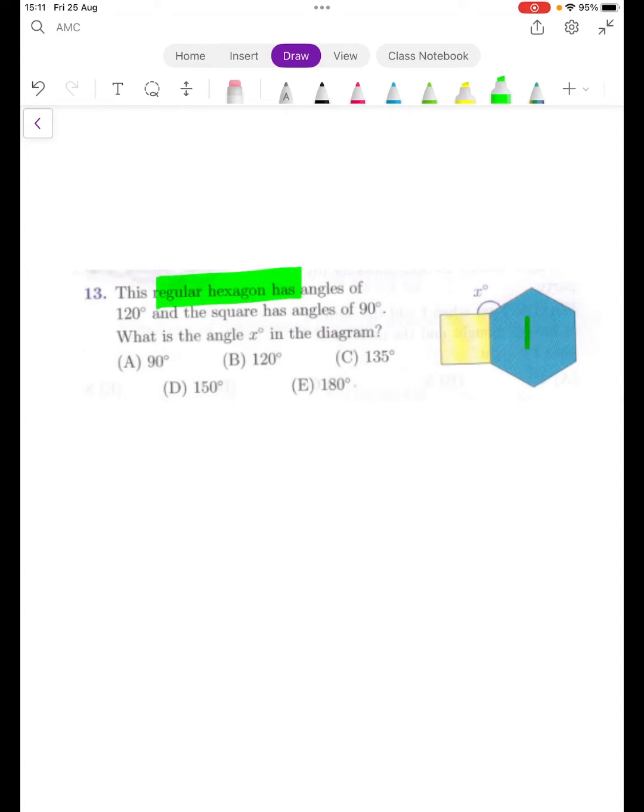Let's read the next question. This regular hexagon, the blue here, has angles of 120. So each angle here is 120, and because this is a regular hexagon, each one of these angles are all the same. All 6 angles are 120 degrees. Let me mark the angle just on which we are interested. This is 120 degrees. And the square, of course, they have written for us. The square has the angle of 90 degrees, but we knew it already.